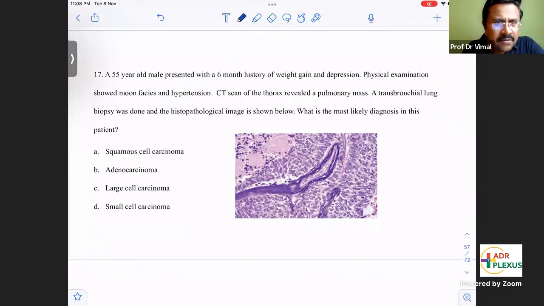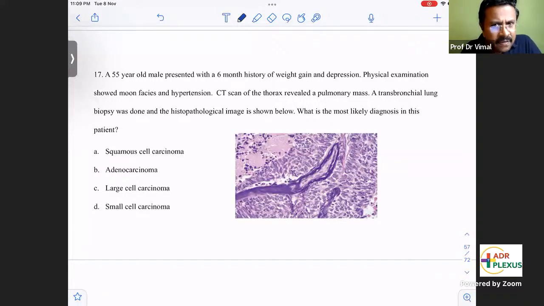Now coming back to this question. A 55-year-old male presented with a 6-month history of weight gain and depression. Physical examination showed moon facies and hypertension. CT scan of the thorax revealed a pulmonary mass. A transbronchial lung biopsy was done and a histopathological image is shown below. What is the most likely diagnosis in this patient?